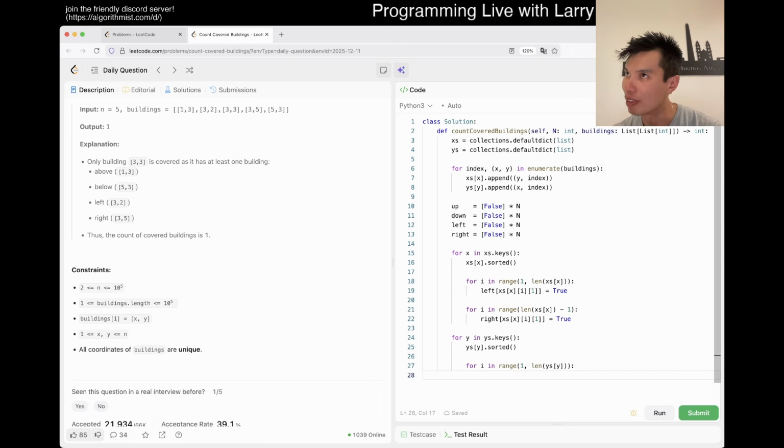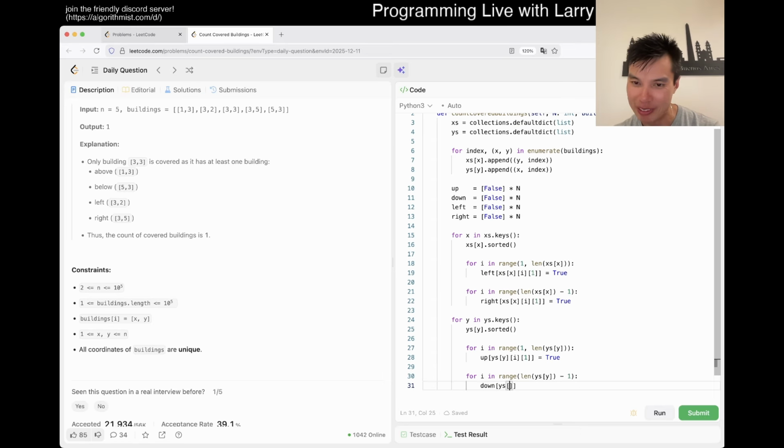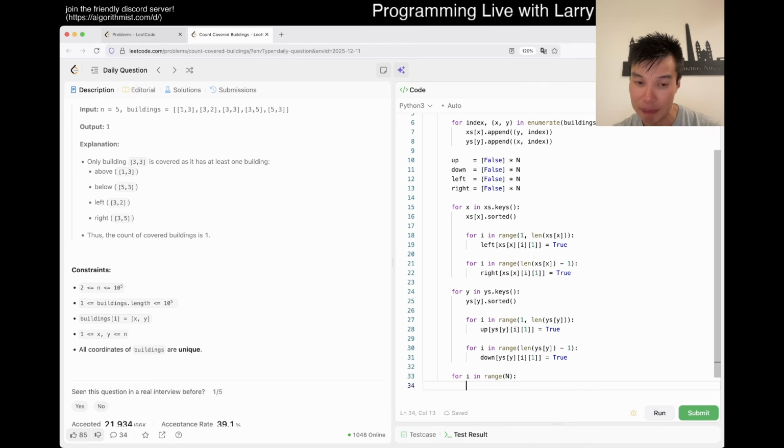But for the purpose of this, let's just say the lowest y is going to be the top one. So we can just say up of ys sub i sub 1 is equal to true, right? Now I know that you could also combine these loops, but it doesn't really matter. Focus on solving it first, and then optimize things once you're really comfortable with looking ahead. And then all we have to do is for i in range of n, for each building, if it's covered, then it means if up.